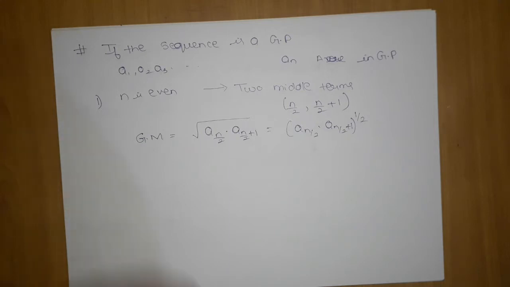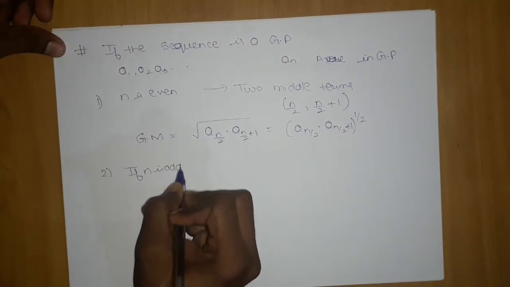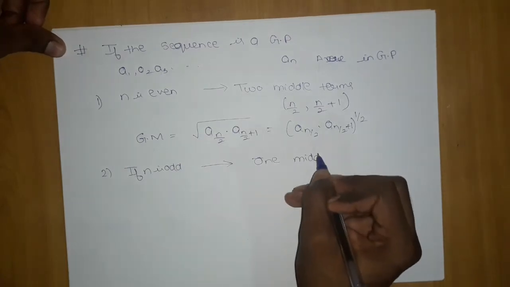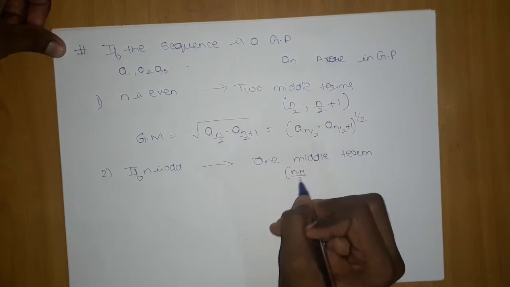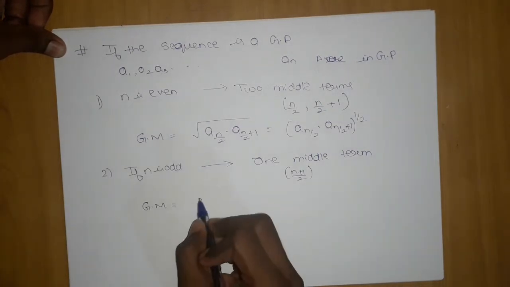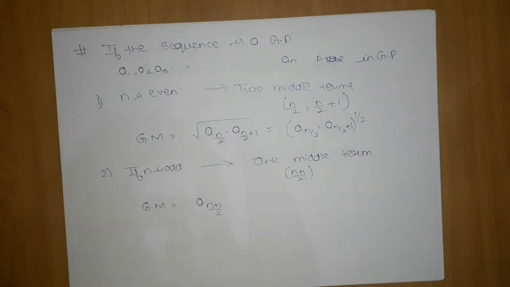That's that easy. Now second, if n is odd, then you know straightforwardly that there is one middle term, at position n plus 1 by 2. Here there is only one term, so its value will be nothing but A n plus 1 by 2. If you know the middle term value, you got the GM. That is the simplest method, if n is odd and the sequence is GP.